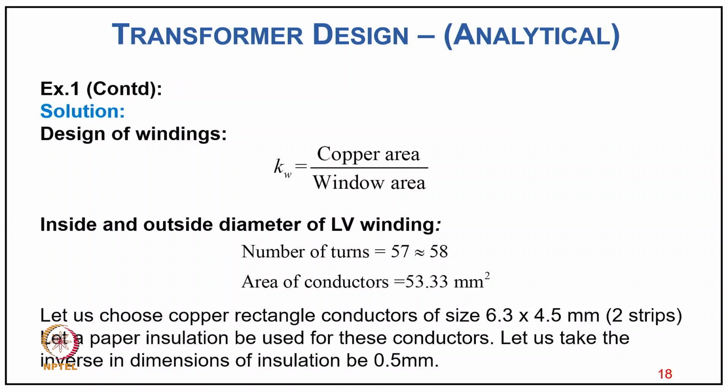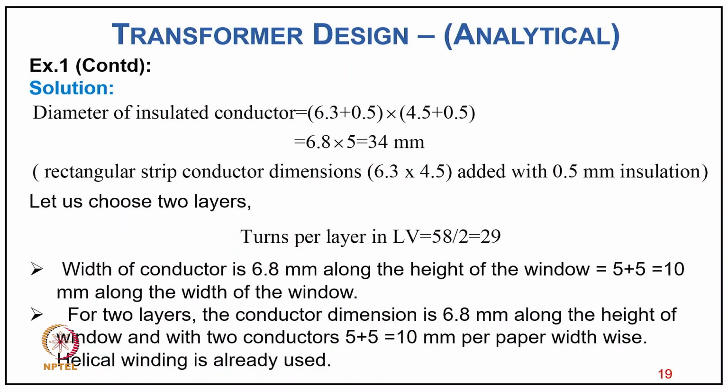So the inside and outside diameter of the LV winding: the number of turns is 57, rounded off, and the area of the conductors is 53.33 millimeter square. Let's choose a copper rectangular conductor of size 6.3 into 4.5 as 2 strips, and let's say paper insulation is used on this conductor. So let's take the insulation dimension of 0.5 millimeter. So now the diameter of the insulated conductor, putting in the values, 6.3 plus 0.5 into 4.5 plus 0.5, becomes 6.8 into 5, that's 34 millimeter squared. And the rectangular strip conductor dimensions are 6.3 into 4.5 with the 0.5 added.